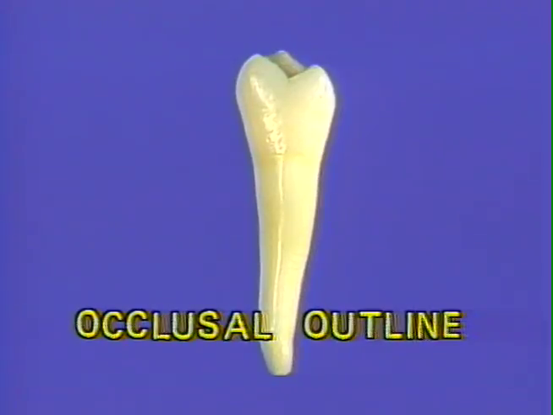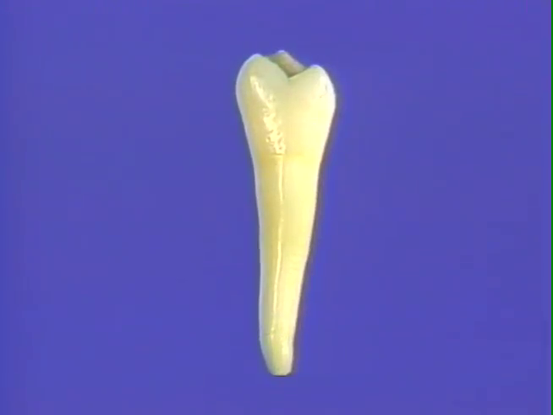Occlusal outline. The occlusal outline is higher than the first premolar, and as a consequence, much less of the occlusal surface can be seen. The cusp height of the lingual cusps is somewhat shorter than the buccal cusp height.